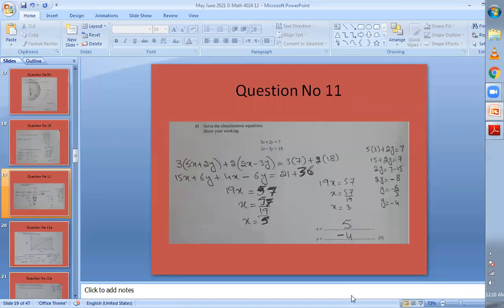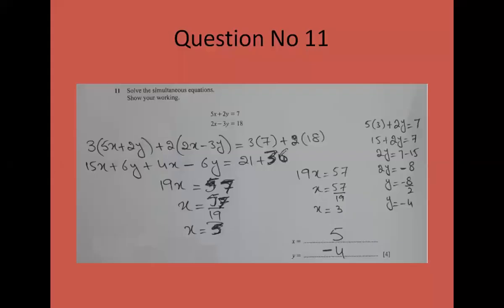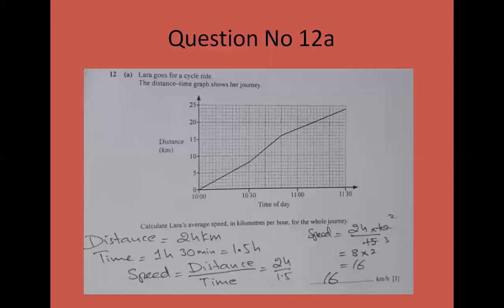Okay, so let me show you how I do it. Here we go. Distance is 24 kilometers. Time is 1 hour 30 minutes, which means 1.5 hours. So speed is distance divided by time, 24 divided by 1.5. So 24 multiplied by 10 divided by 15. I have removed the decimal. So 10 and 15 will be cancelled by 5, with the table of 5, we have cancelled them. So you will have 8 multiplied by 2, and that will be 16. So the average speed is 16 kilometers per hour.